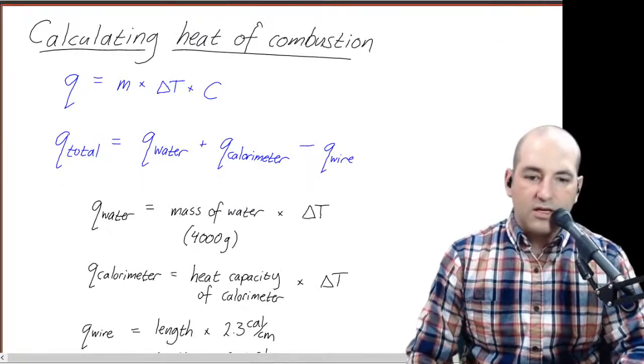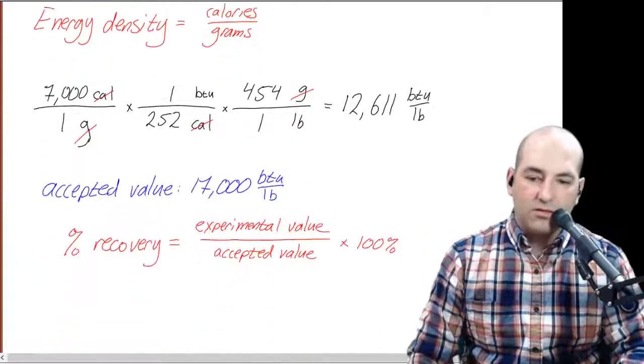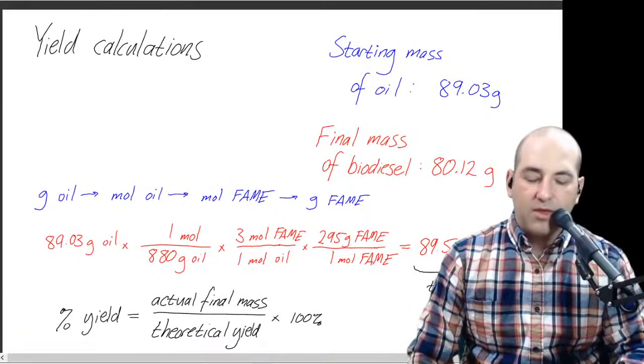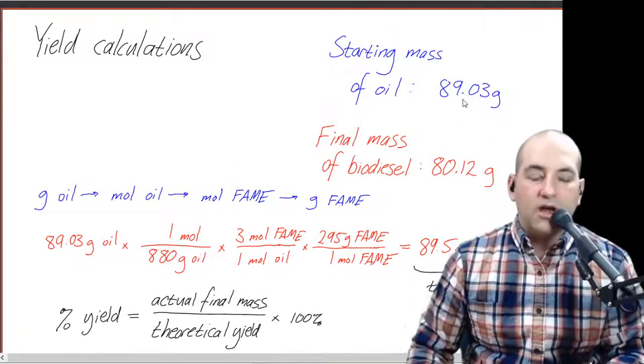This also has this heat of combustion calculation that we will get into later. All right, so the yield calculations are here. And you need 2 numbers to get all the way through this.